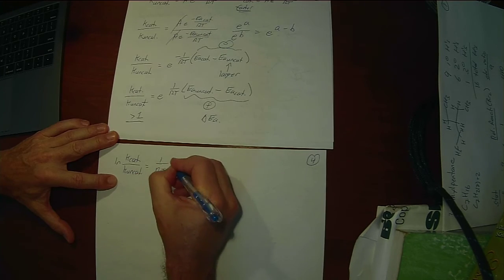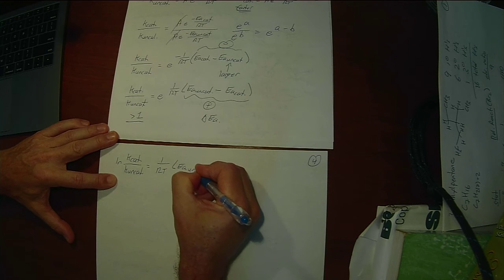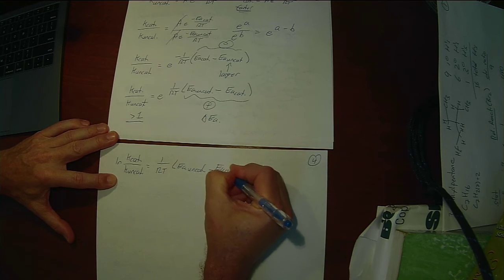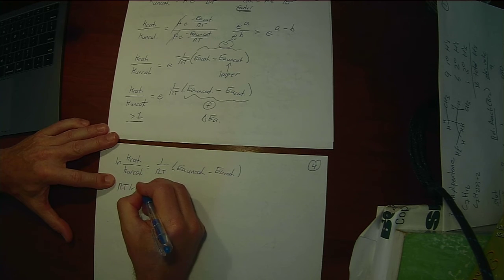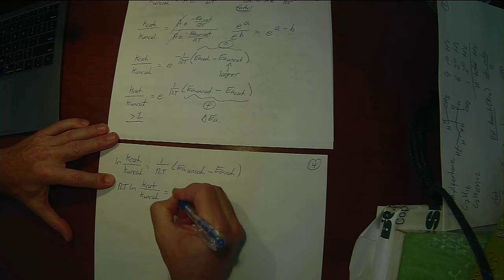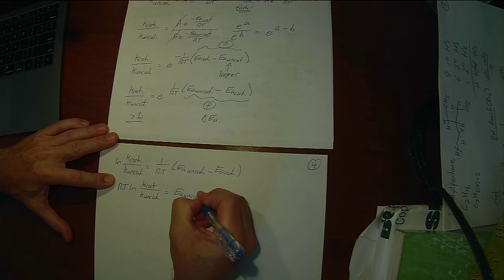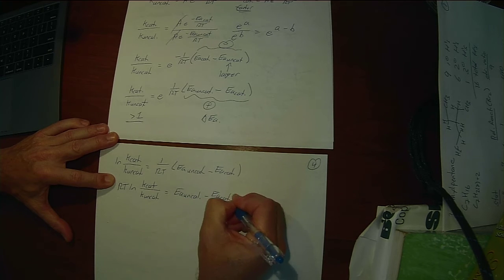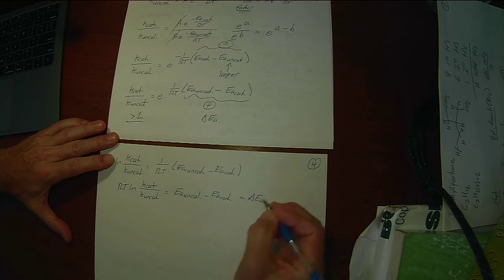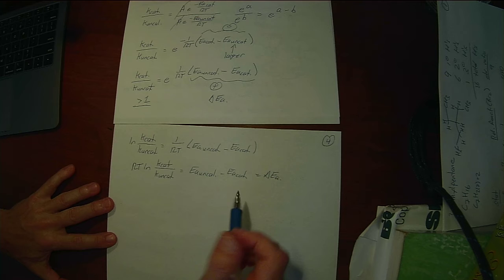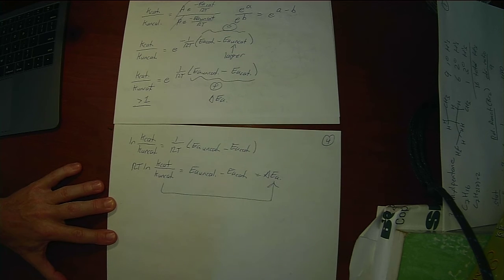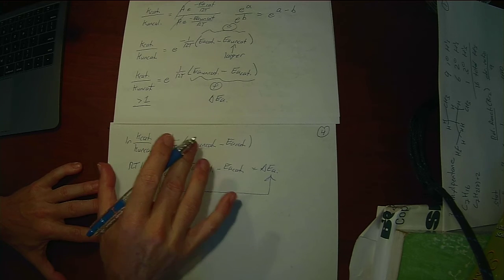1 over RT times the activation energy for the uncatalyzed reaction minus the activation energy for the catalyzed reaction, and I can multiply through by RT. RT times the natural log of the ratio of the catalyzed over the uncatalyzed is equal to the difference in activation energy. So if I know by how much the catalyst increases the reaction rate, I can use that to determine the activation energy gap. Did you see all of this in Gen Chem?